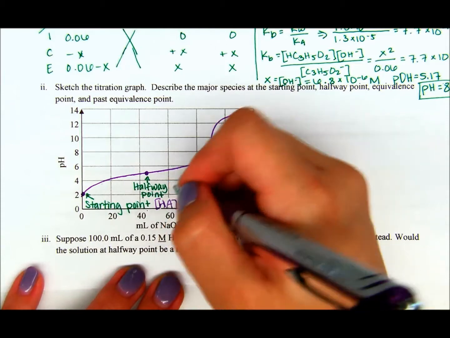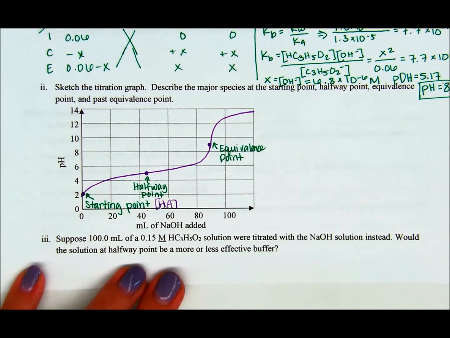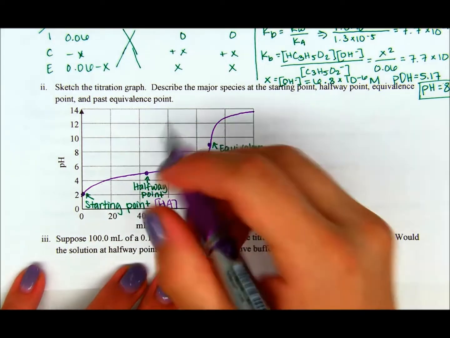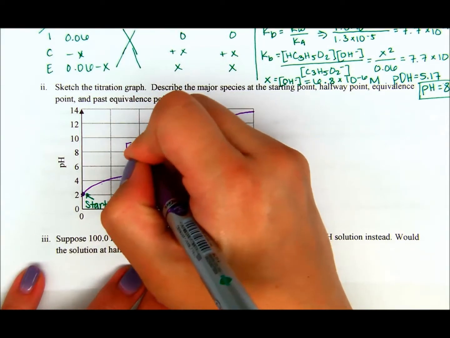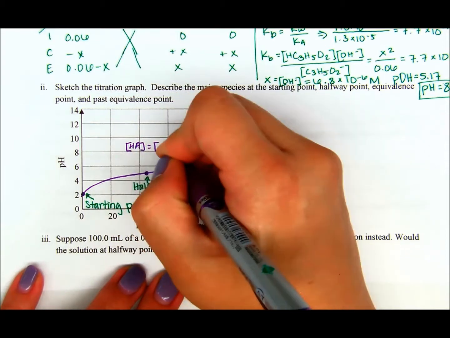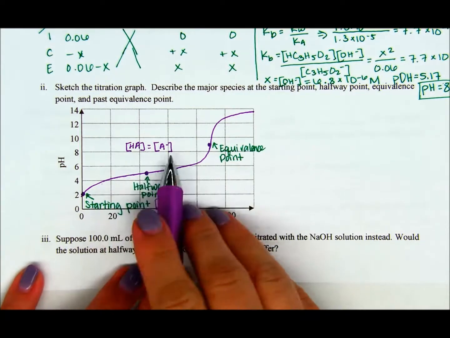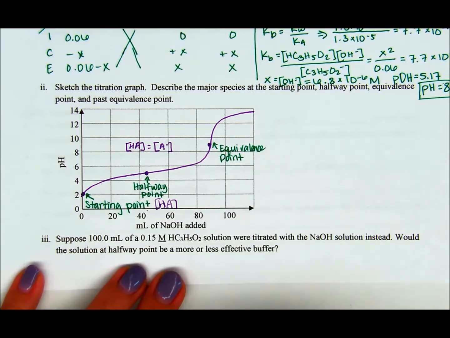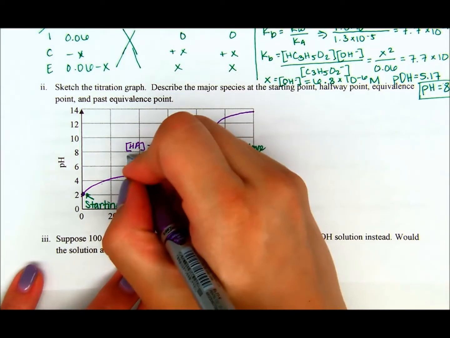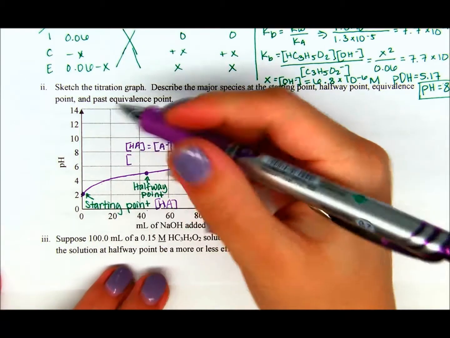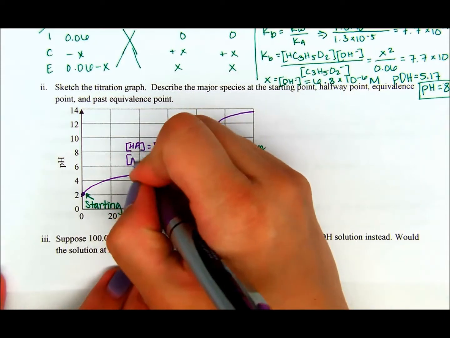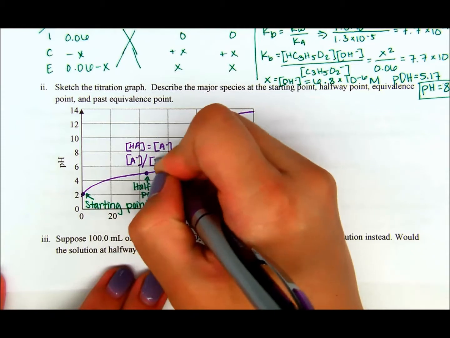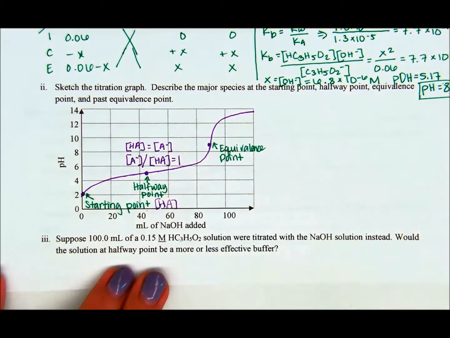At the halfway point's a little bit different. At the halfway point, we have both HA and A minus. So we have both the acid and the conjugate base, or the base and the conjugate acid, depending on what you're titrating. So at the halfway point, I'm just going to write it up here. The concentration of HA is equal to the concentration of A minus. So the concentration of the acid is equal to the concentration of the conjugate base because you've titrated half of it. Another way we can write this is as a fraction. So if these are equal to each other and you divide them by one another, they're going to be 1. So the ratio of products over reactants, A minus over HA, is going to be equal to 1.